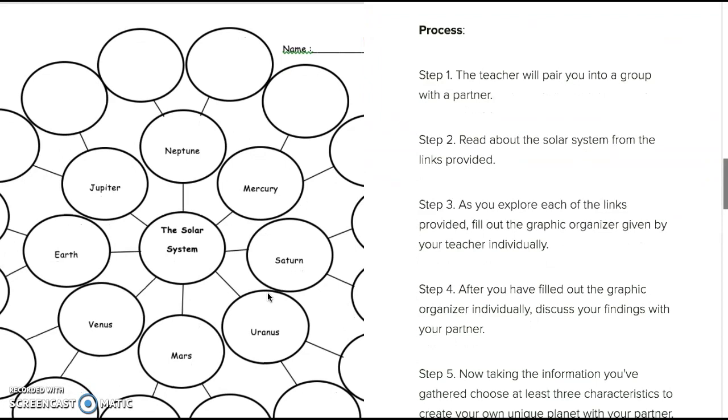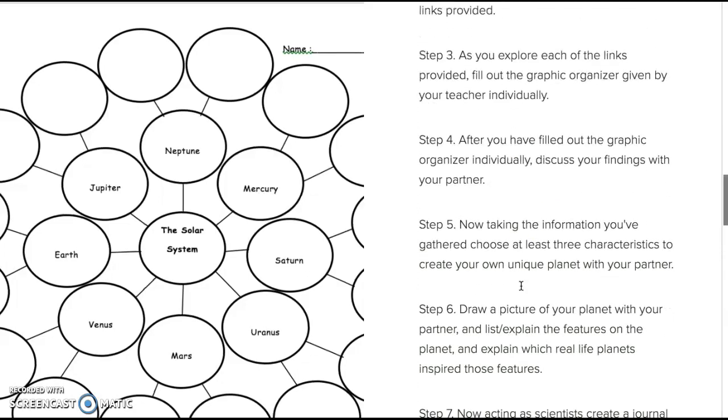Step 1, the teacher will pair you into a group with a partner. Step 2, read about the solar system from the links provided. And then step 3, as you explore each of those links provided, fill out the graphic organizer given by your teacher individually. So don't work with your partner just yet. Don't cheat. We don't like cheaters. Step 4, after you have filled out the graphic organizer individually, discuss your findings with your partner. So finally, now you can work with your partner.